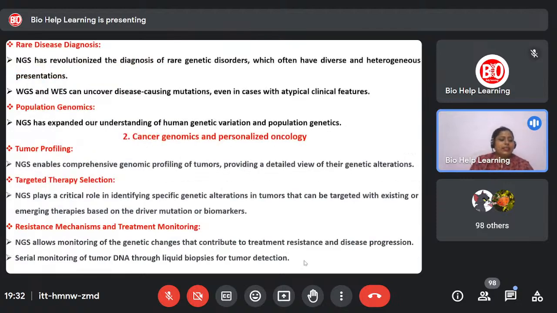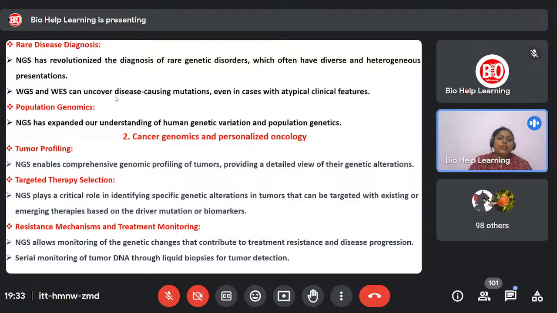Next one is rare disease diagnosis. NGS is already very useful in the field of health and diseases. Here, whole genome sequencing and whole exome sequencing can uncover the disease-causing mutation, and it is very useful to understand the clinical features of rare diseases.